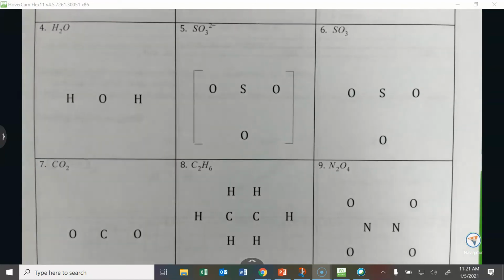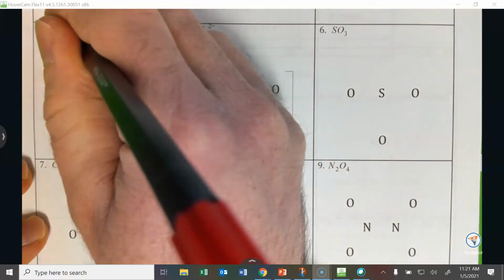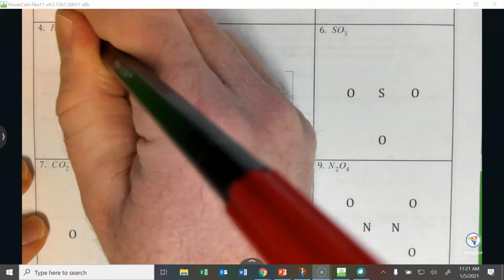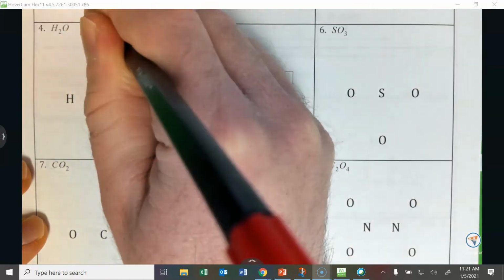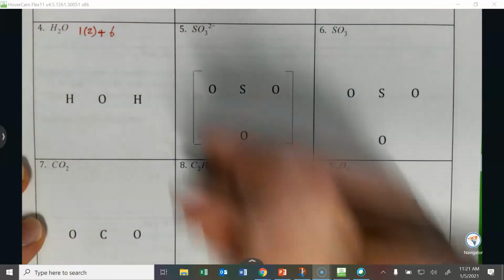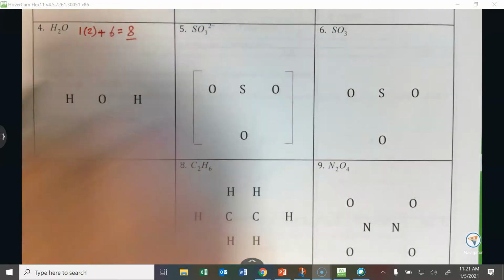By the way, if you're getting comfortable with this, you may want to choose to pause the video, check the answer, and if it matches, you can skip part of the description. But if you don't get the right answer, you go back and watch it in more detail. H2O, we've got 1 for each hydrogen. We're multiplying by 2, and then we're going to add 6 valence electrons for oxygen. So we have 2 plus 6. That gives us 8 valence electrons that we have to work with.